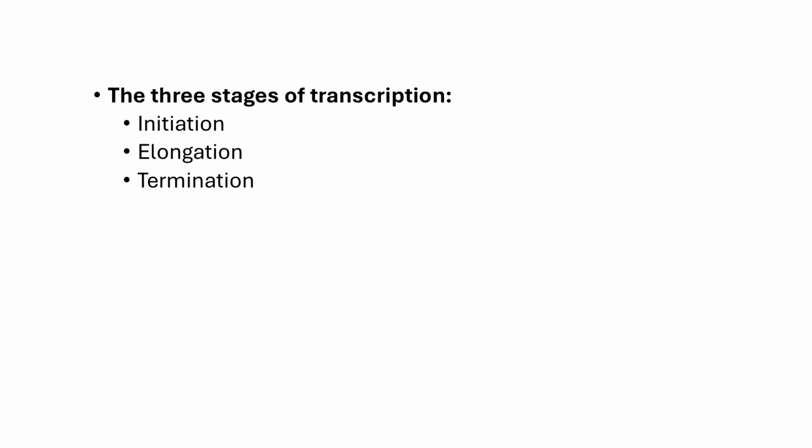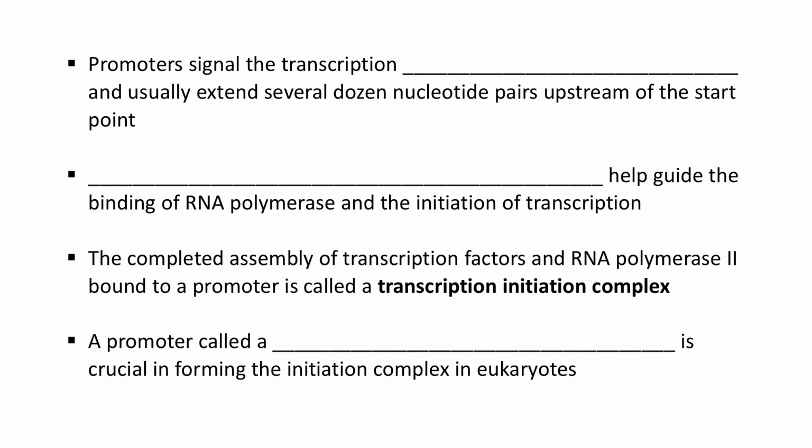There are 3 stages of transcription: initiation, where RNA polymerase is going to bind; elongation, where we're going to elongate that RNA throughout the RNA synthesis; and then there's going to be termination, or the ending of transcription. Promoters are going to signal the transcription start point, and they usually extend several dozen nucleotide pairs upstream from the start point to give RNA polymerase a little bit of an area to be able to bind to.